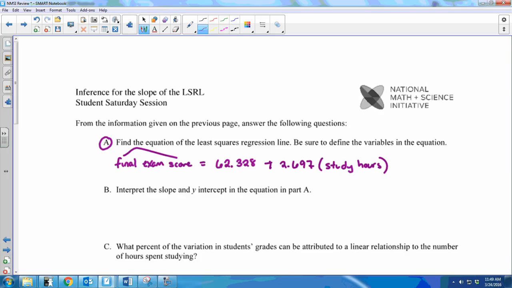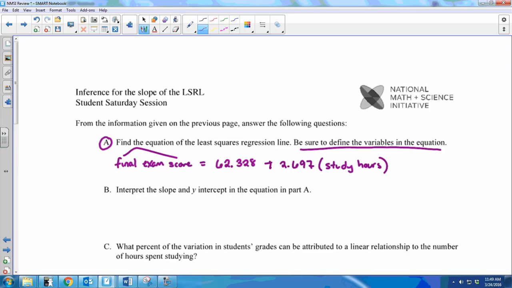We did some of these yesterday when we did that review, so make sure you know what you're doing there. It says to be sure to define the variables in the equation. So if you just use y hat and x, you would need to say x is study hours, y is final exam score. Or you could just do it like I taught you to do it with the variables as the words, and then you wouldn't have to worry about it because it's already there.